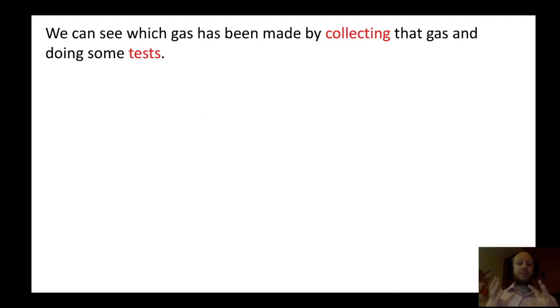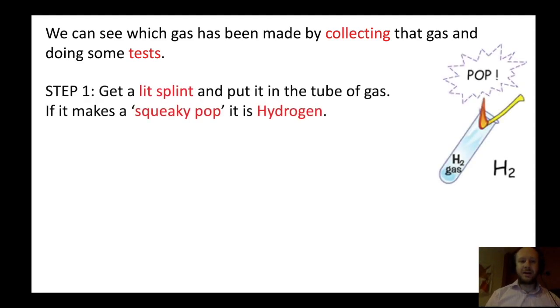Now, by doing some tests, when we collect these gases, we can work out what they are. So if I do the metal reaction and try and capture some hydrogen, I can test for that. What I would do is get a lit splint, so I'd literally set the splint on fire and put it into the tube of hydrogen gas. And you can see this in the Fizzy Reactions experiment that I've done for you guys.